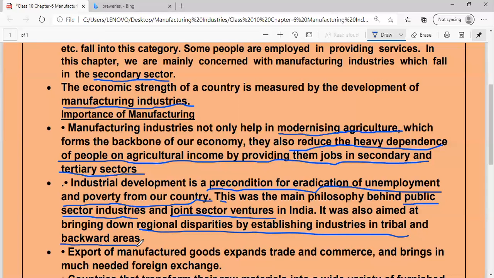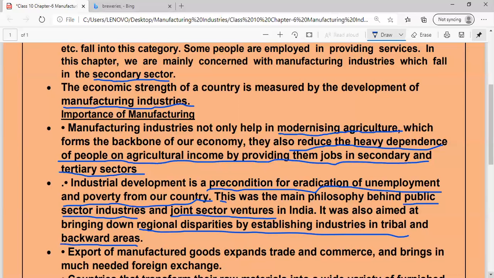Why will the government set them up? Because it is the responsibility of the government to bring social welfare to all sections of people living in a country. So that is public sector industries. And joint sector ventures means mixed private-public partnership. Private industries or the private sector will invest money in cities only, places where all the infrastructural facilities are available. But in the case of public sector or joint sector, they are ready to invest money in backward and tribal areas.